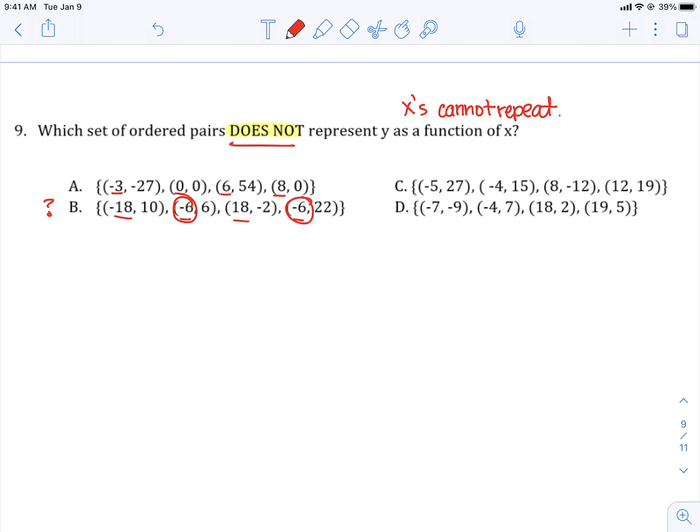Let's look at answer choice C, we have -5, -4, 8, and 12. Nothing repeats. And then answer choice D, we have -7, -4, +18, +19. None of those repeat. So my answer choice is B. Okay, that's the tricky one where you have to look for the opposite of it. Okay, so not a function. Remember, x's can't repeat because it does not represent that. We want the x's to repeat. I know, it's a bit confusing.